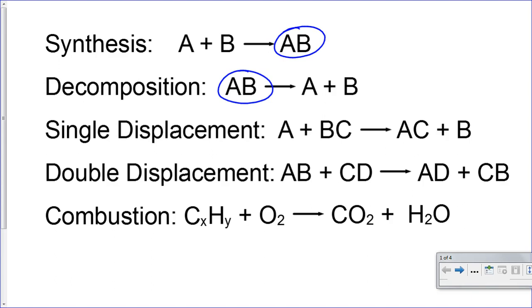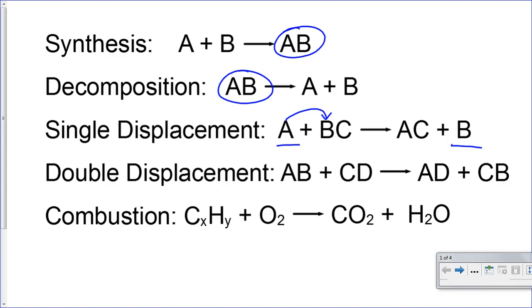Single displacement, the way that this works is we have an element that comes in and it reacts with a compound, and that element is going to come in and it's going to displace something in the compound. And so in this instance, I'm showing A replacing B. All right, so A replaces B, A ends up with C, and then B ends up alone. And so the way to identify this one is we've got an element, and it reacts with a compound. That element takes the place of something in the compound, all right, and then some element is left alone in the end. And so we've got an element on the reactant side, and we've got an element on the product side that is just a pure element. And that's how that one works.